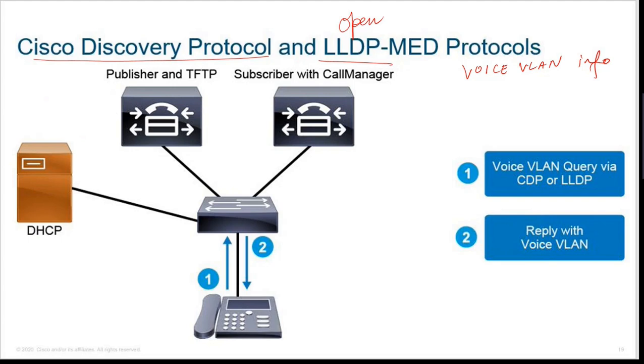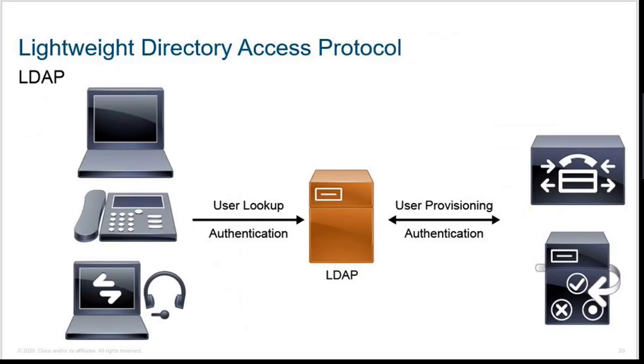All right, so here we can see that we have a switch. On the switch, let's say we have a VLAN configured, VLAN 5, which is our voice VLAN. And this phone needs to get this voice VLAN information. So the protocol that will be required for this IP phone to receive this voice VLAN information will be either CDP or LLDP. So this is the two-way process which it is showing here. So a voice VLAN query via CDP or LLDP is sent to the switch. It gets a reply with the voice VLAN, and that is how it knows about the voice VLAN.